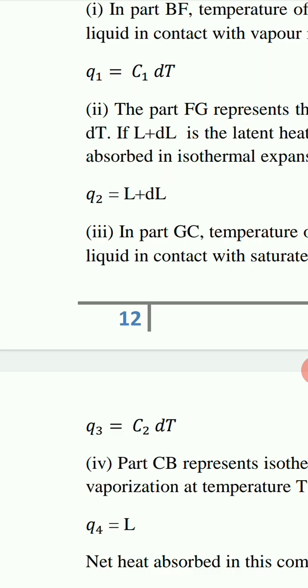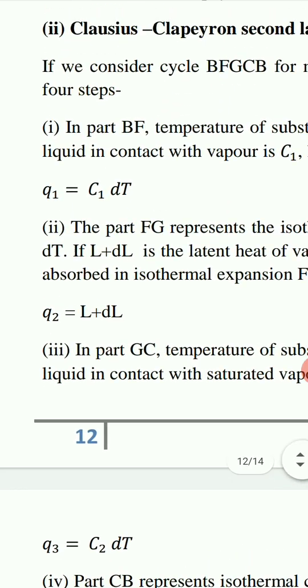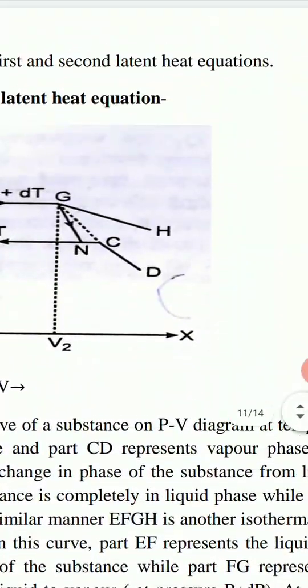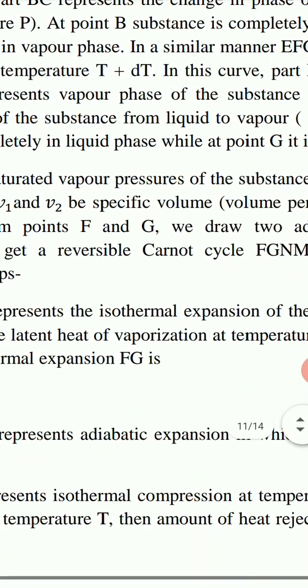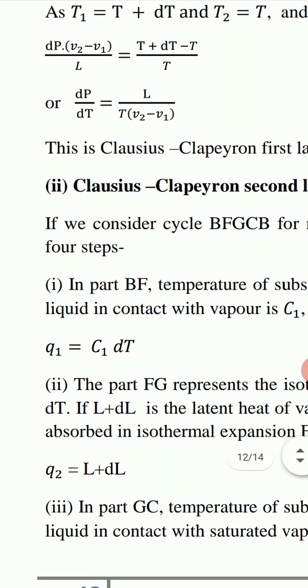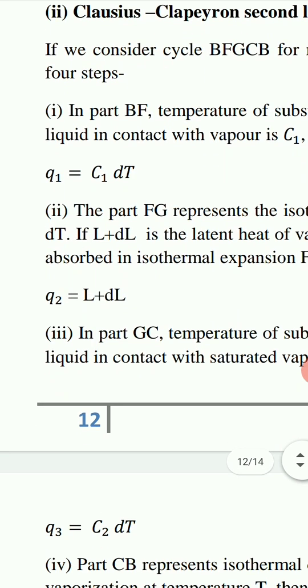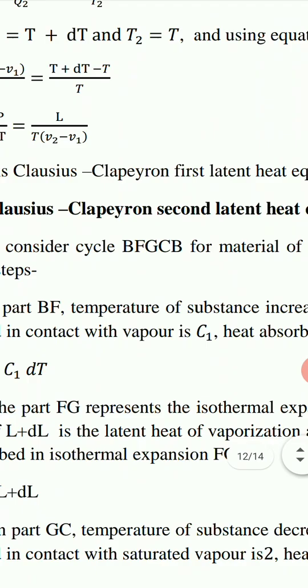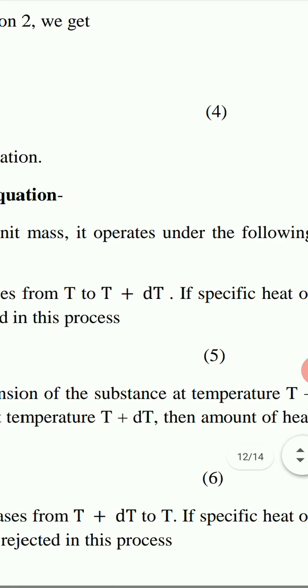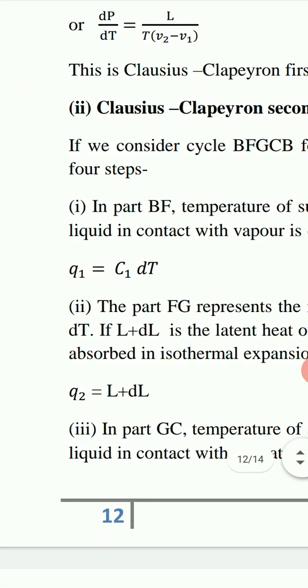M is the mass. Here mass is assumed as unit because we take the volumes V1 and V2 as specific volume, that is, volume of unit mass. So mass is taken as unit. Then from the definition of specific heat, dq equal to mc dt, put m equal to 1, we have heat q1 equal to c1 dt. We write specific heat here as c1, and C1 is the specific heat of liquid in contact with vapor.